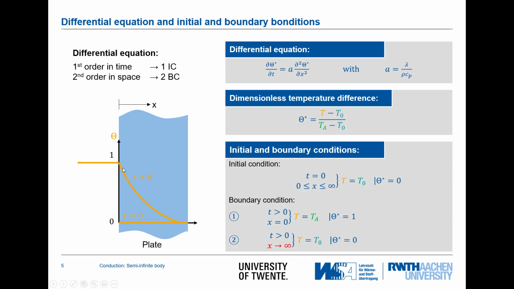As a boundary condition, we can apply here on this side that for t larger than 0, at location x equal to 0, the temperature is our temperature TA, which then translates to the dimensionless temperature of 1. Now, the other boundary condition we will use here on the right side, but not at the plate thickness delta, but at the location x equal to infinity, which is again a justification for our semi-infinite problem. And here the temperature is equal to T0, which translates again to a dimensionless temperature equal to 0.